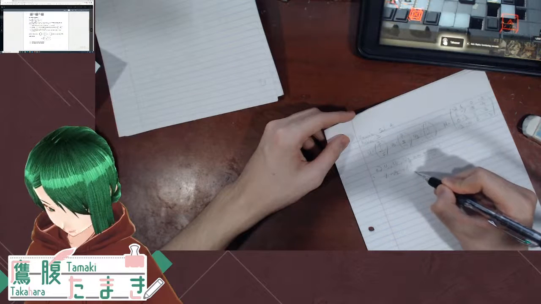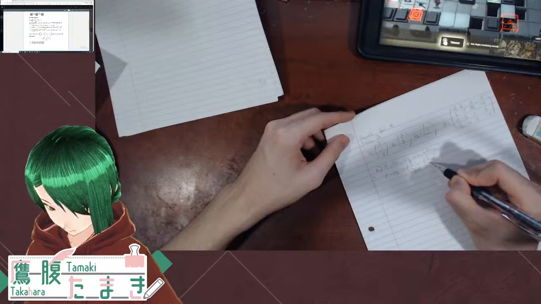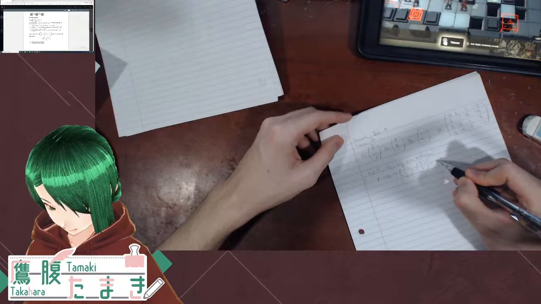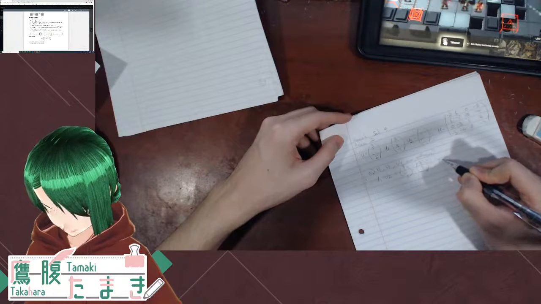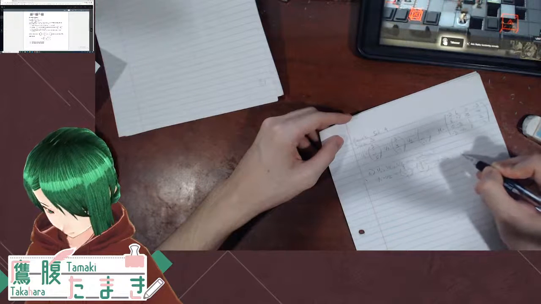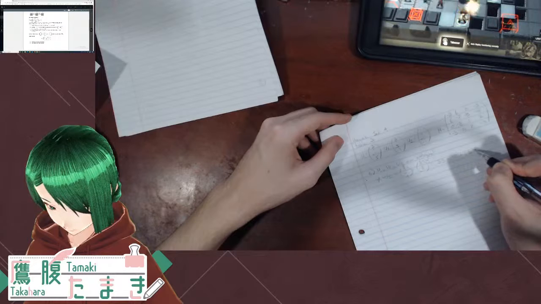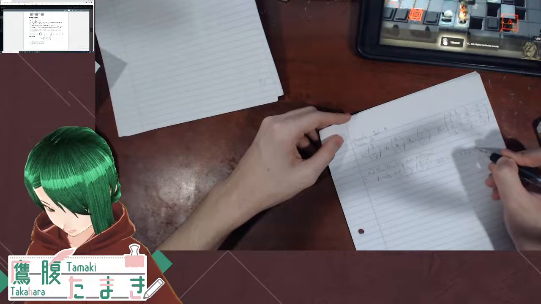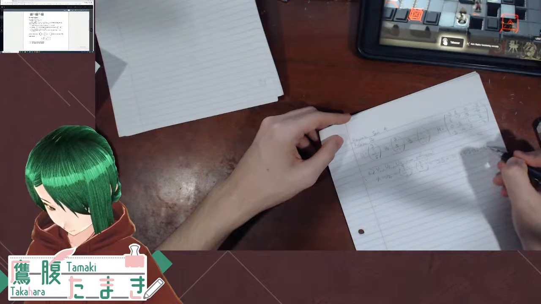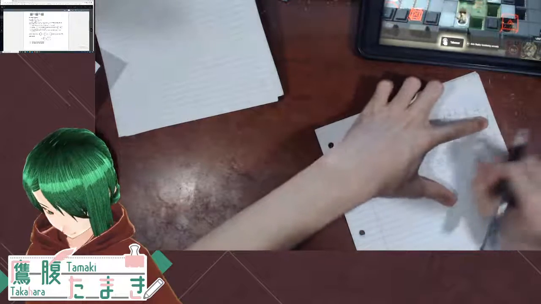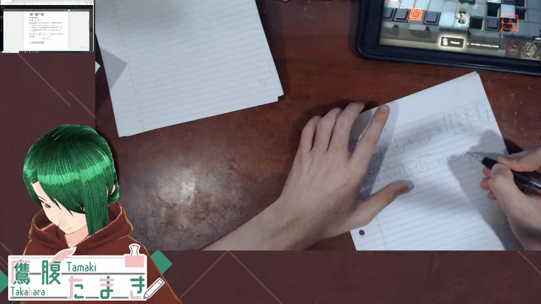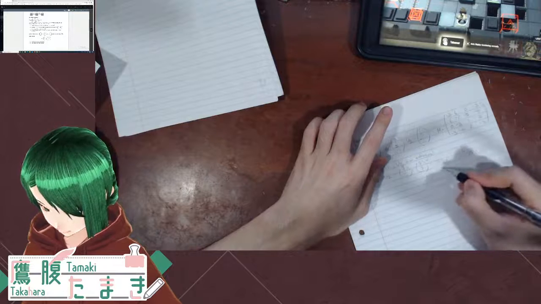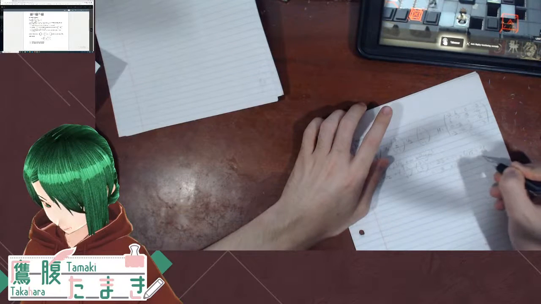(3, 1, negative 1, 5) dotted with (3, 1, 5, negative 1), which equals corresponding components multiply, so that's going to be 3 times 3 plus 1 times 1 plus negative 1 times 5 plus 5 times negative 1, which equals 9 plus 1 minus 5 minus 5, which equals 0, so it checks out.